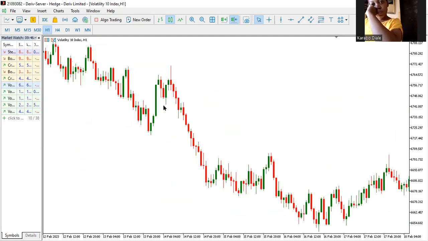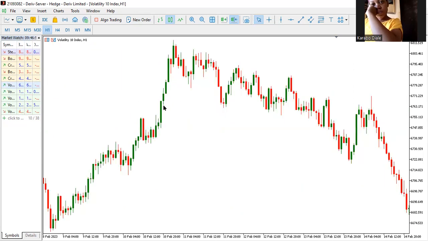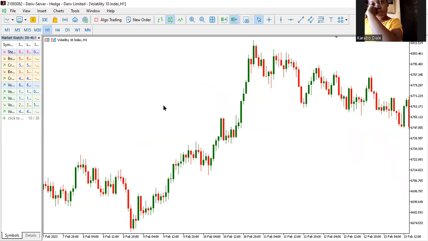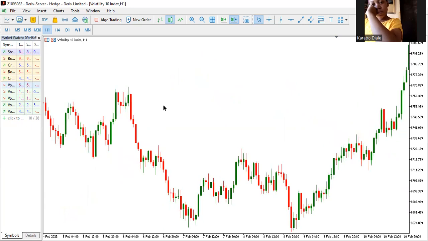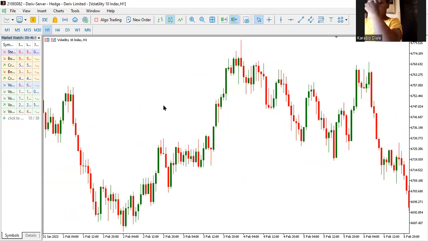A head and shoulder is not a good strategy to use. Actually, not even a strategy, a pattern to use. Because now, if you're going to take a head and shoulder, you're not going to have a trade anytime soon.